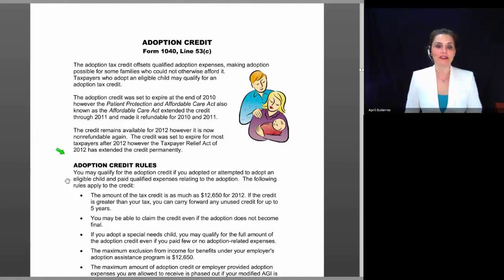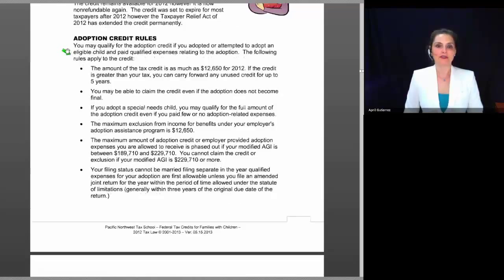So we can look at this credit as something that's not going to go away. It is now permanent. There are some rules for claiming the credit. You may qualify for the adoption credit if you adopted or attempted to adopt an eligible child and paid qualified expenses relating to the adoption.